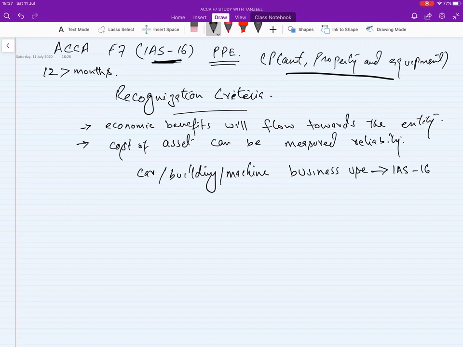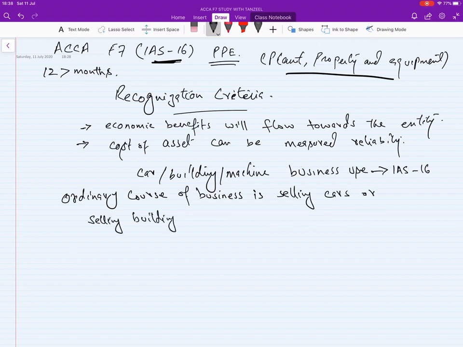But if you have cars and you are selling those cars to get the profit, so if your ordinary course of business is selling cars or selling buildings or plants, then it cannot be covered under IAS 16. We cannot apply IAS 16 to them.